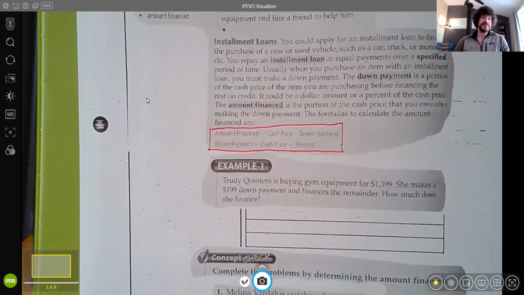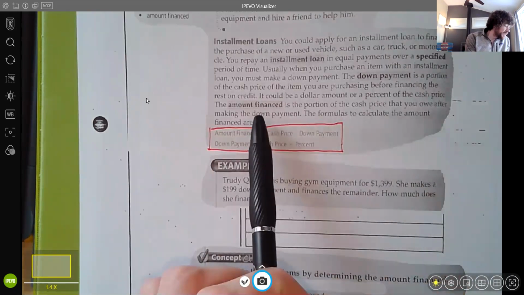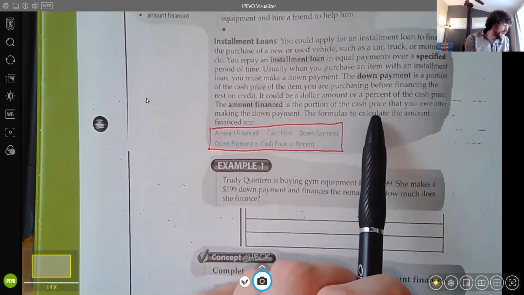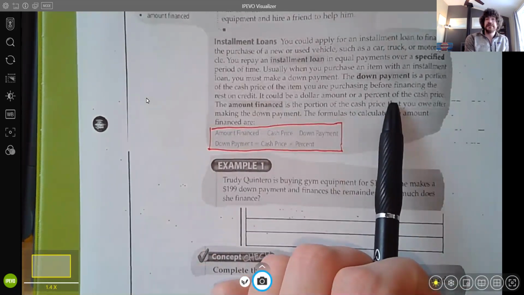Yeah, home loan, exactly. So if you buy a house, especially if you're a first-time home buyer, very, very few people are going to be able to save up enough cash to buy an entire house without financing it. That's not a super realistic thing. So most people, when they buy a house, will put a certain amount of money down. And home loans, it says right here, the down payment is a portion of the cash price you are purchasing. It could be a dollar amount or a percent.